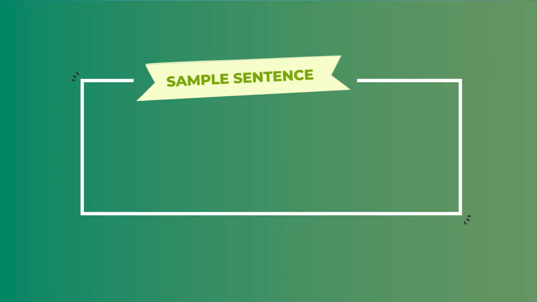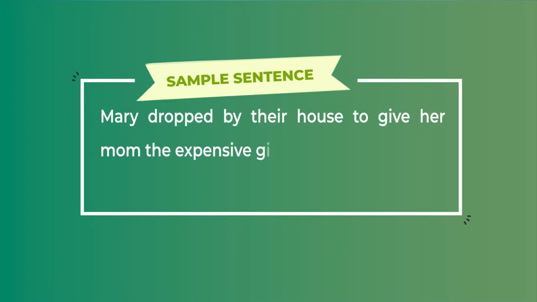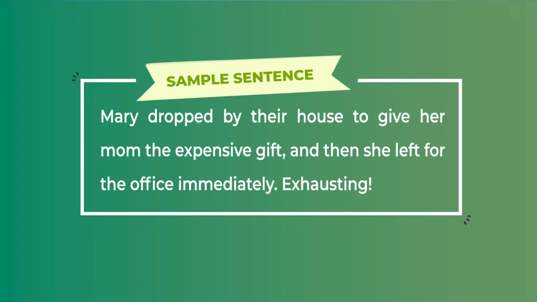In our sample sentence, Mary dropped by their house to give her mom the expensive gift, and then she left for the office immediately, exhausting. Can you identify what interjection did we use? Correct. The interjection here is exhausting, which is placed at the end of the sentence.